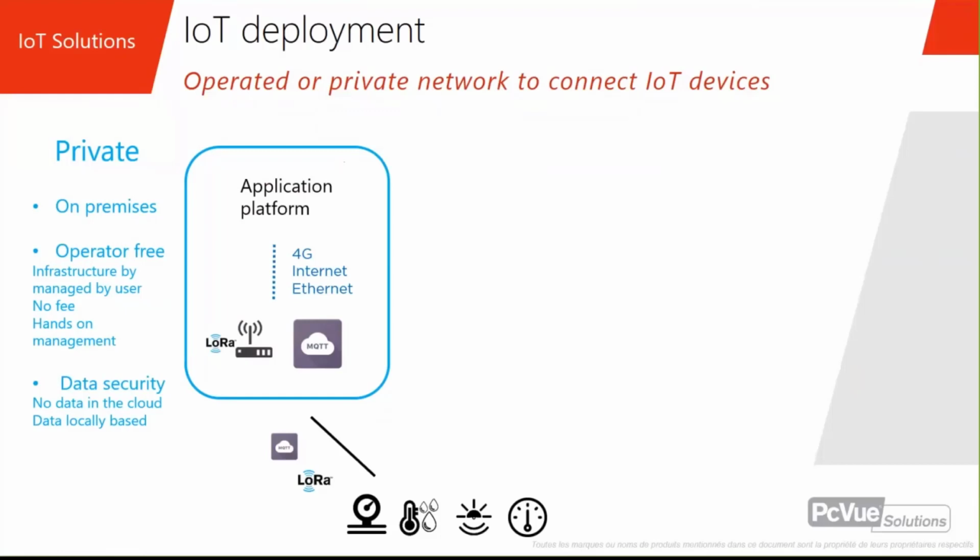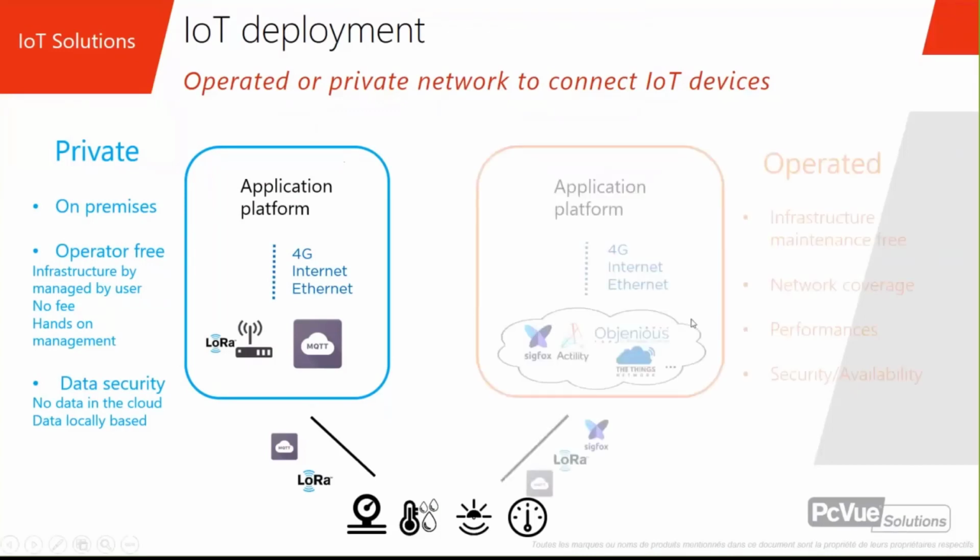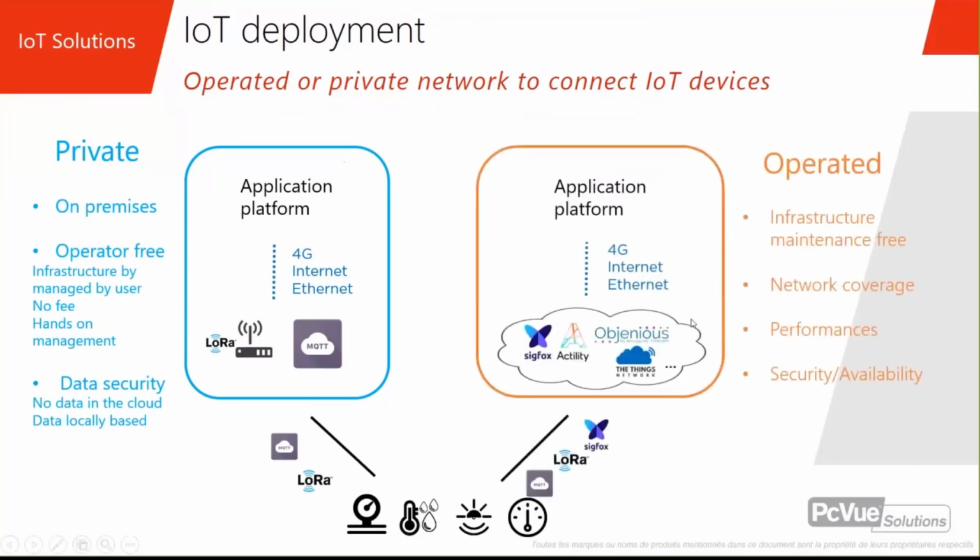So the benefit is that the data is not owned by a third party and everything is fully controlled, the data, the security, the infrastructure locally. And also there are no fees to an external operator. And the second type of network is what we call an operated network.